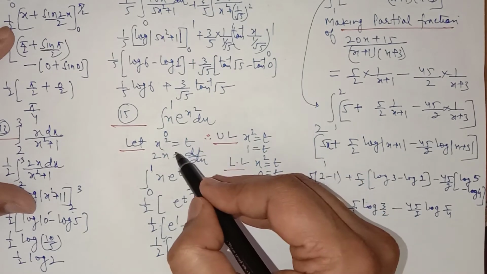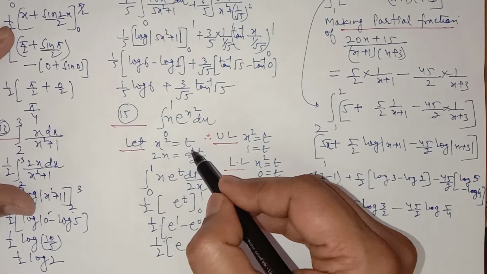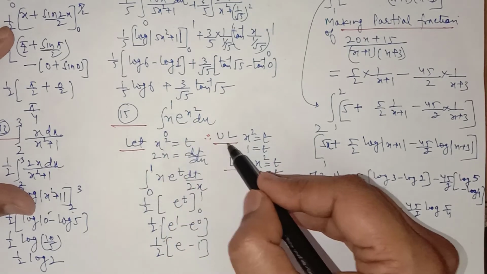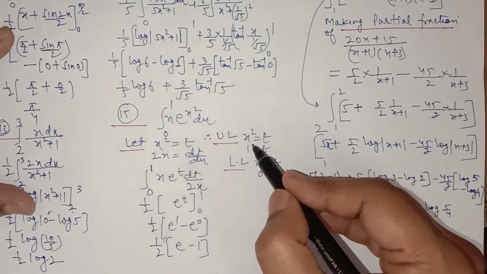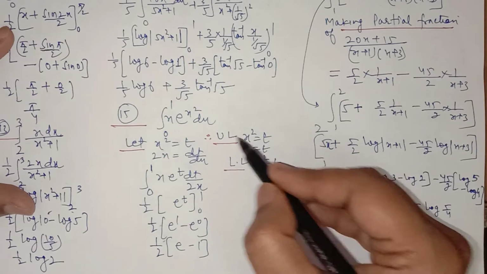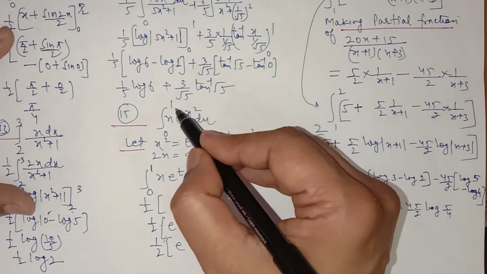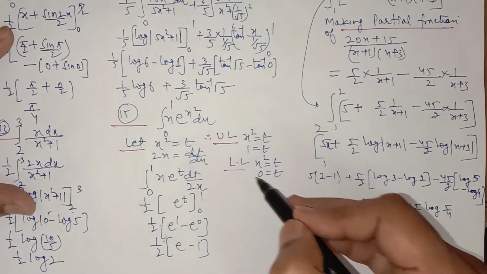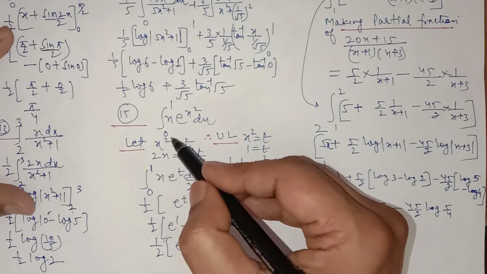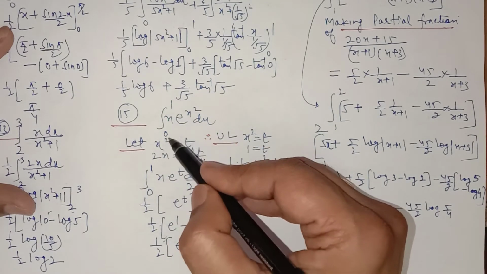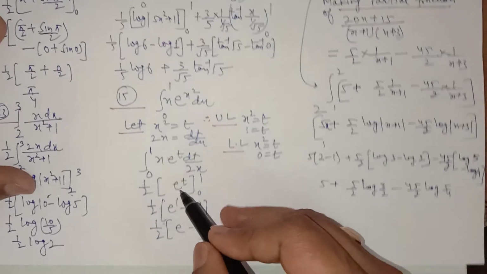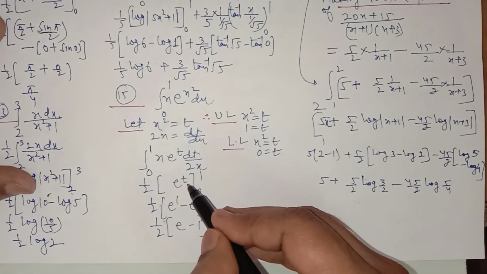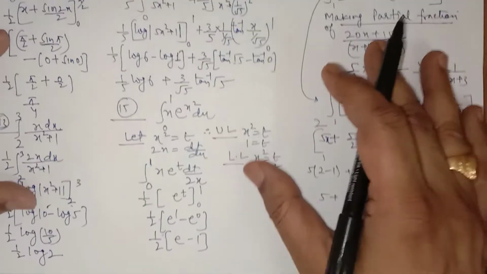Now as I have changed the variable from x to t, definitely the lower limit and upper limit will be changed in terms of t. The upper limit is 1, and I have let x square is equal to t. So when I replace x by 1, the upper limit also comes out the same, that is 1. The lower limit is 0, so when you replace x by 0, it is also 0. So it means the lower limit and upper limit remain the same. So e raised to power t, the integration is e raised to power t, upper limit minus lower limit.